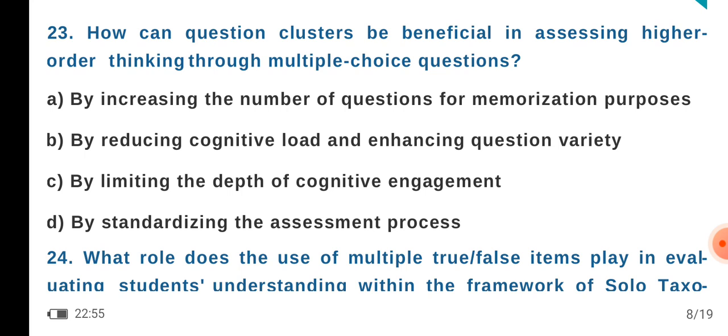The correct answer in number 23 is letter B, by reducing cognitive load and enhancing question variety. Explanation: question clusters can be beneficial in assessing higher order thinking through multiple choice questions by reducing cognitive load and enhancing question variety, enabling students to engage with diverse cognitive challenges. Let's move on to number 24.